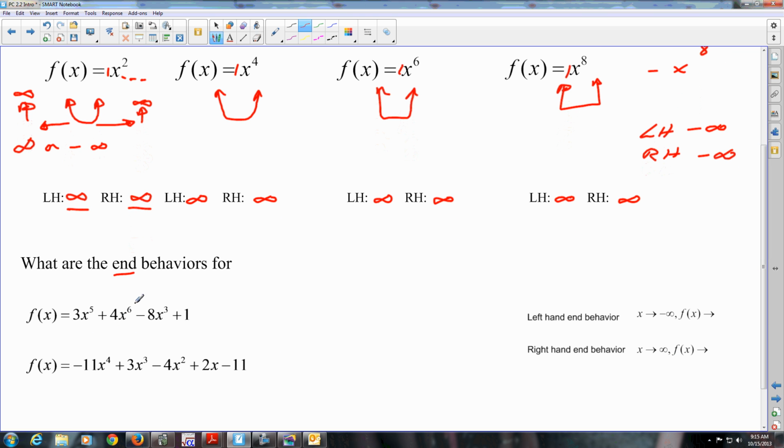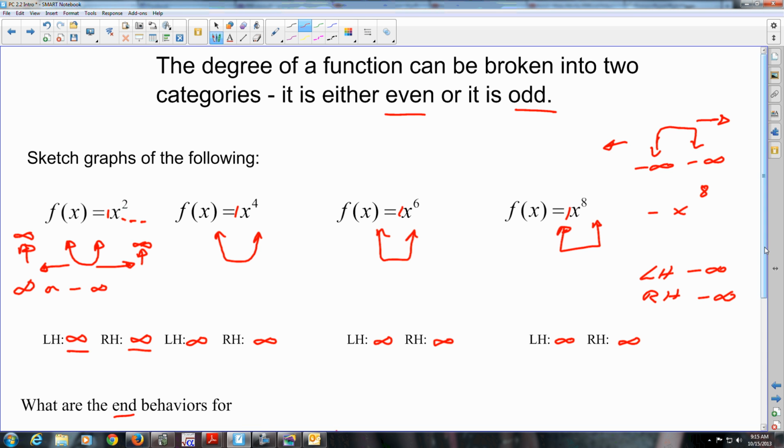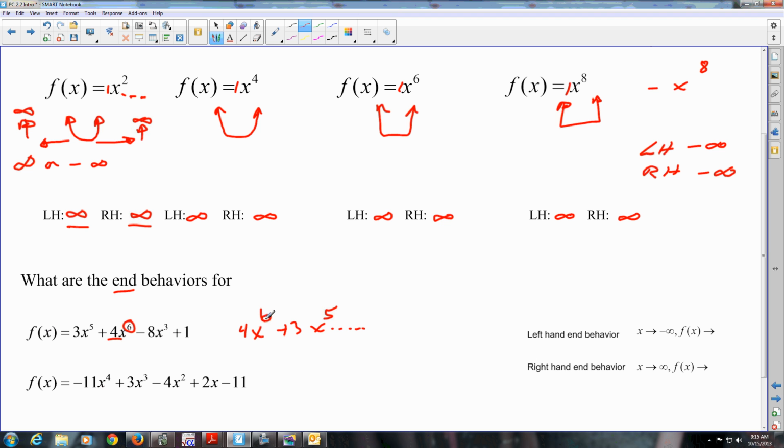So this is degree 6, positive leading coefficient. It should be written 4x to the 6th plus 3x to the 5th, and so on. But sometimes they try and trick you and not put the biggest exponent first, because the definition is that it's the biggest exponent. It's going to be shaped like this. And the leading coefficient is positive, so the right and left-hand end behaviors are the same as that.